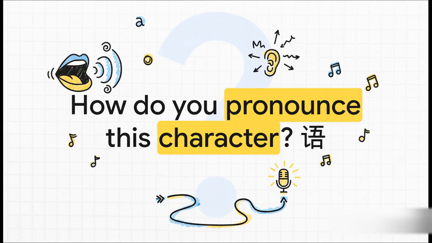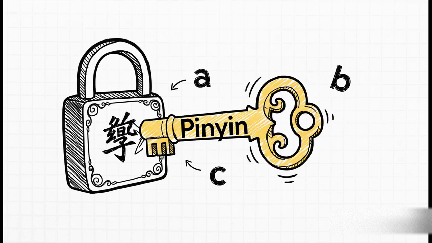Okay, take a look at this character on the screen. Yu. This means language. But just by looking at it, there are zero clues about how it sounds. It's a huge hurdle for pretty much everyone starting out. So how do we figure this out? Well, the answer is right here.